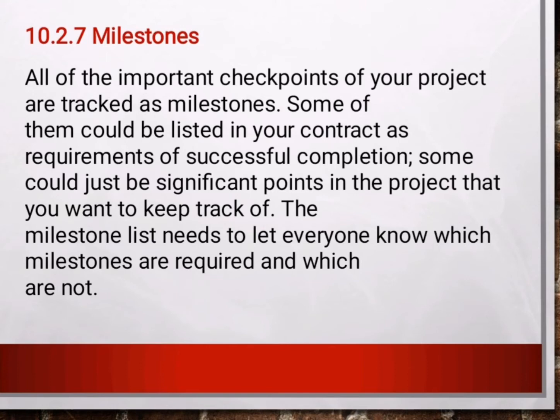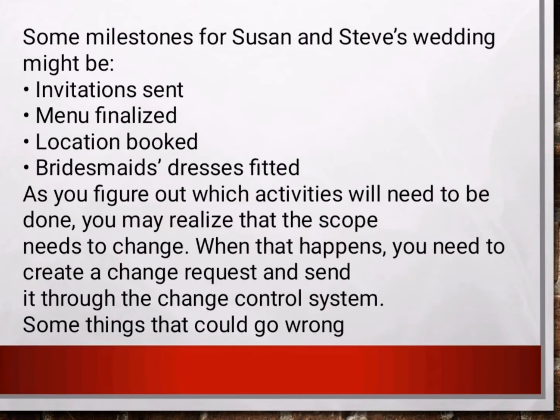a company's sales milestones. Some milestones for Susan and Steve's wedding might be invitation sent, menu finalized, location booked, bridesmaids' dresses fitted. As you figure out which activities will need to be done, you may realize that the scope needs to change. When that happens, you need to create a change request and send it through the change control system.